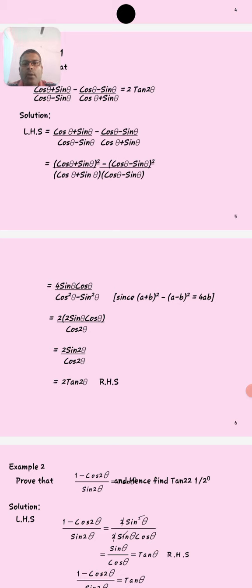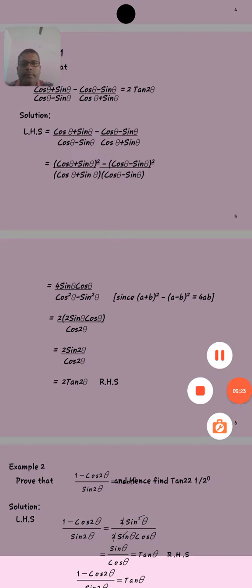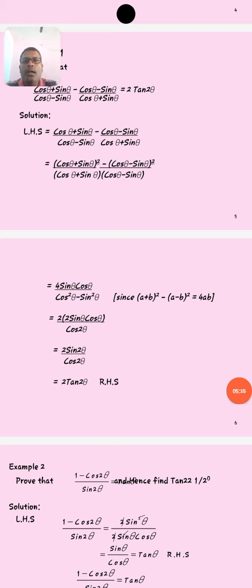Again using the formula, what is the sin 2 theta formula? 2 sin theta cos theta. So in the place of 2 sin theta cos theta we write sin 2 theta. That is equal to 2 into sin 2 theta by cos 2 theta. Here sin 2 theta by cos 2 theta is equal to what? Tan 2 theta. That is equal to tan 2 theta. This is the RHS part. What is the RHS part? 2 tan 2 theta.